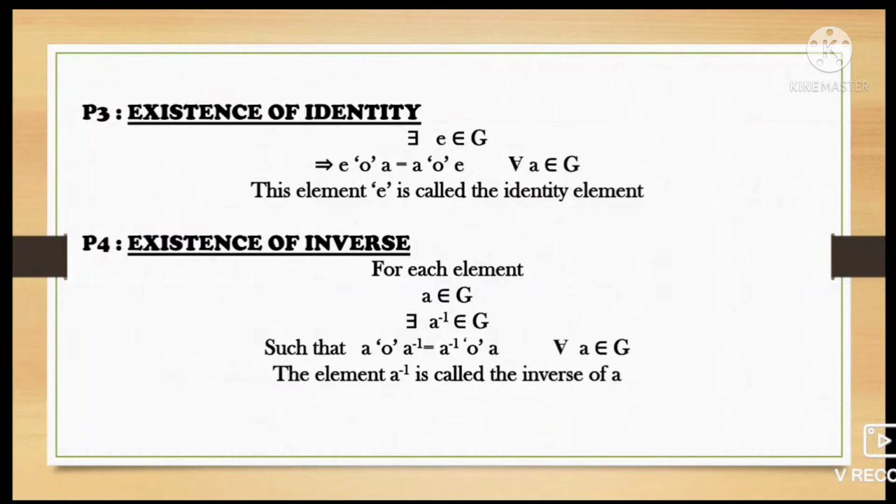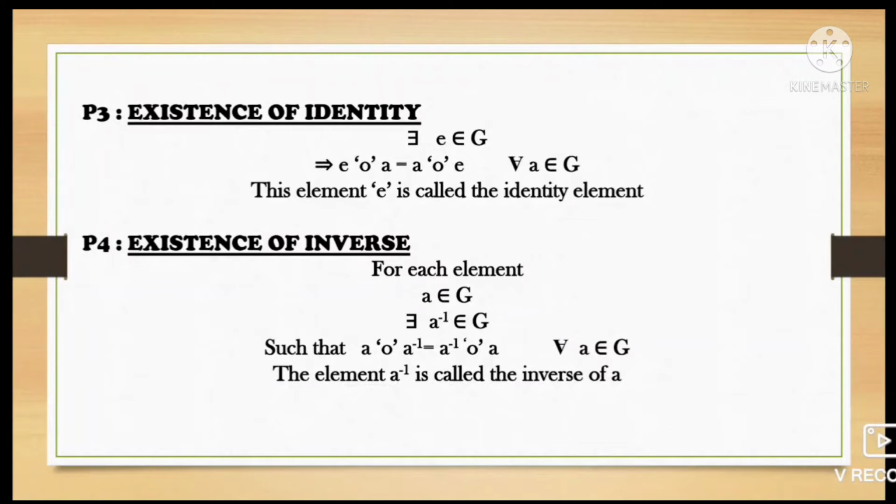Now the third property is the existence of identity. There exists an element e which belongs to G, such that when e is operated on a, it should be equal to a operated on e, which equals a, for all a belonging to G. This element e is called the identity element.